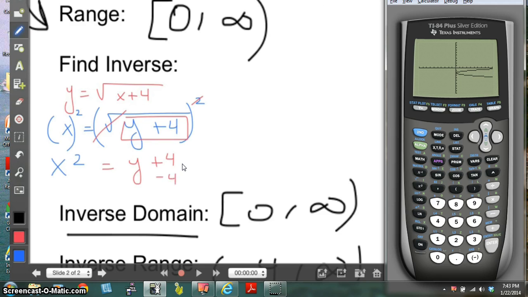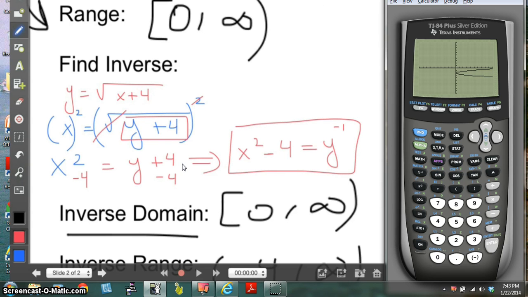Then you subtract a 4. Then you will get that x squared minus 4 is equal to y. Remember, this is an inverse, so put a negative 1 on top of the y to show that this is an inverse.